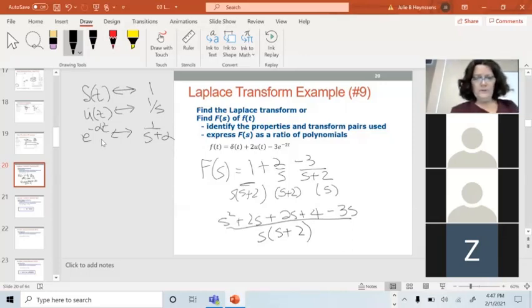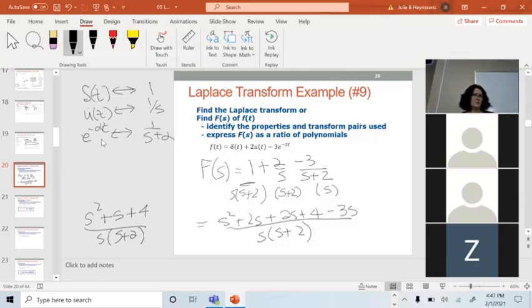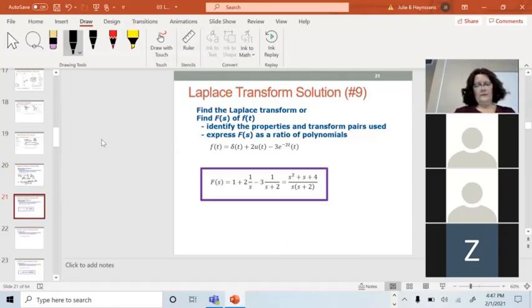S squared plus 4s minus 3s is plus s plus 4 over s times s plus 2. That's a really convenient form to have it in because a lot of times your next step is to invert that. So put it over a common denominator. And there it is. Yeah, I got it right. Yay.